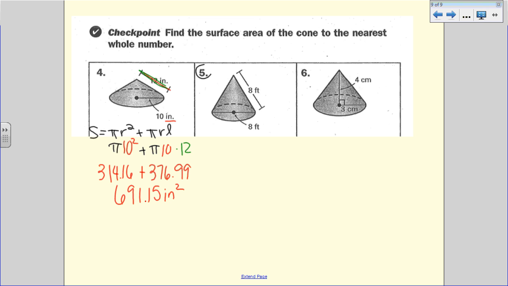You guys are going to do 5 and 6. You're going to do that now, and then we're going to check in class. What you need to keep in mind is that for number 6, notice we don't have the slant height, so you need to get what L is equal to, and hopefully you figured out by now that the only way to do that is with the Pythagorean theorem. So you're going to do that first, and then substitute it into your formula.